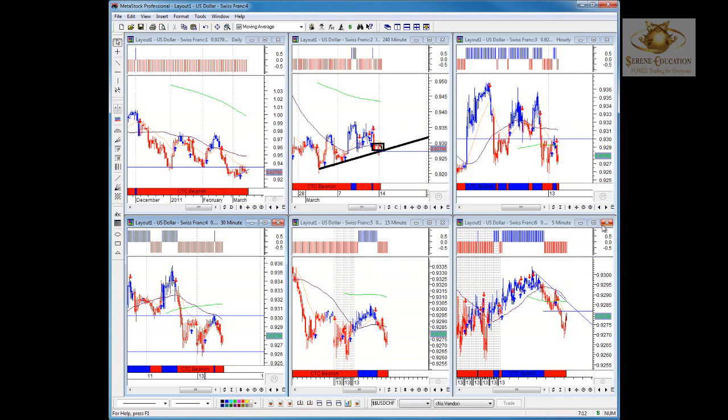Hey guys, that's it. I'll be back next with Japanese against US. The US dollar against Japanese yen.